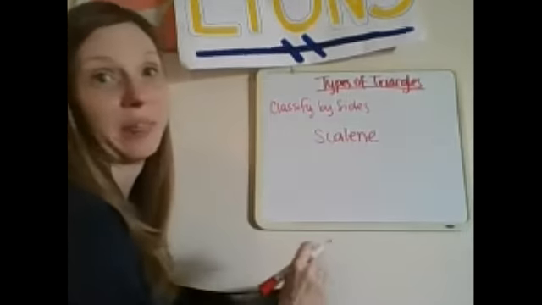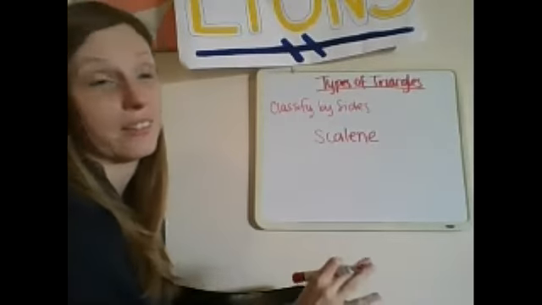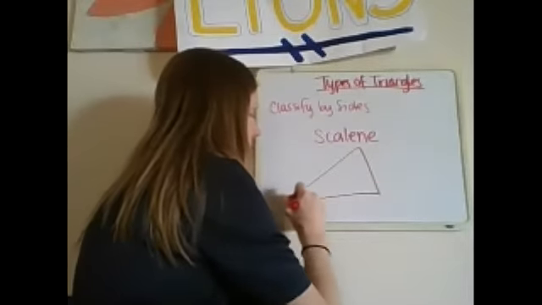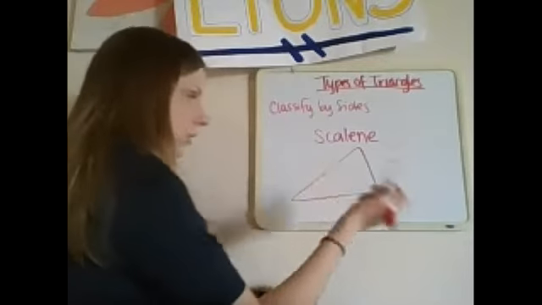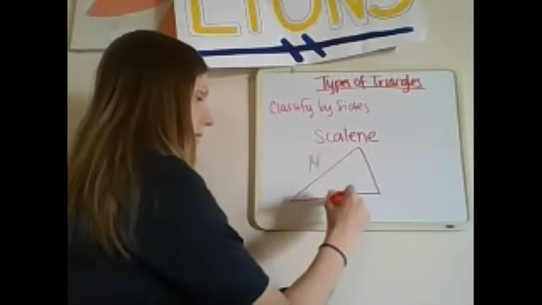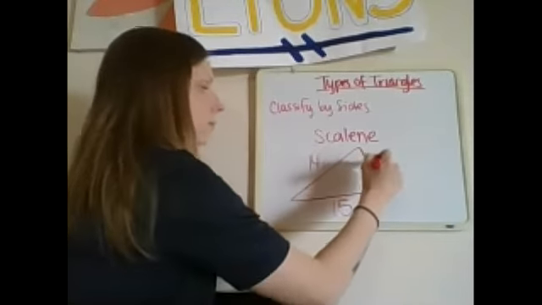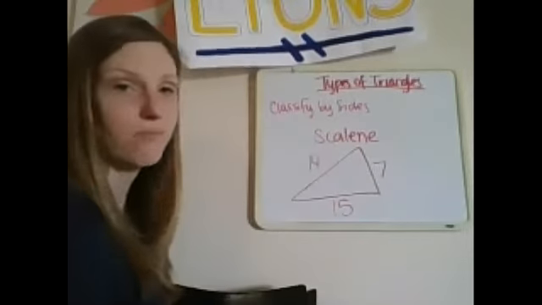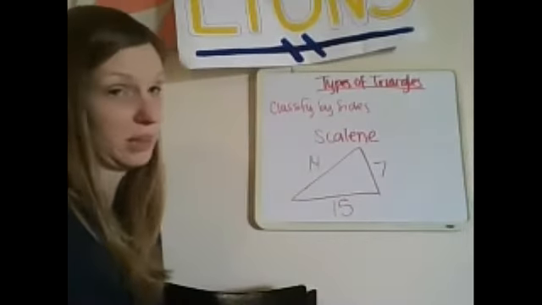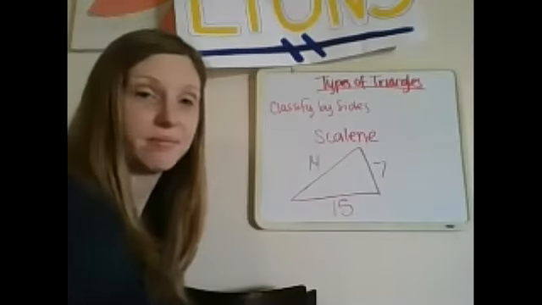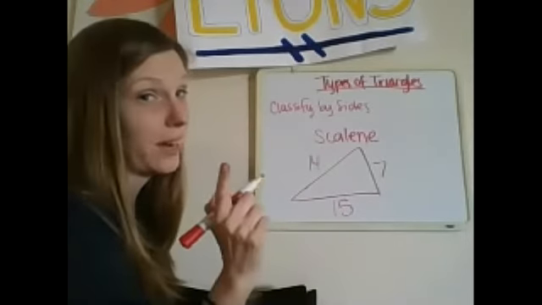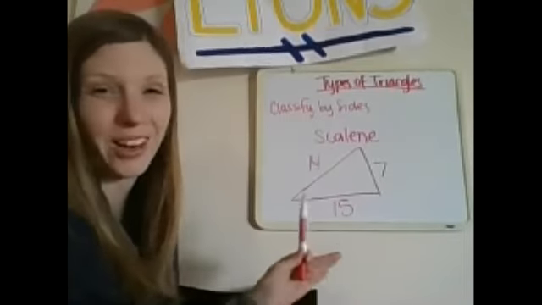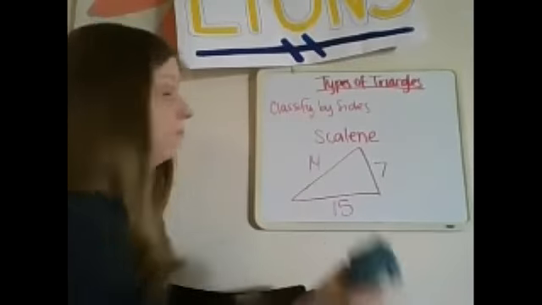Scalene has nothing equal, literally nothing. They're all different. So this can be like 14, this can be 15, this can be 7, okay? None of these angles are equal. They're all something different. We could make something up, but they're all different, just know that. But they still add up to 180. All right, so that is classifying triangles by their sides.